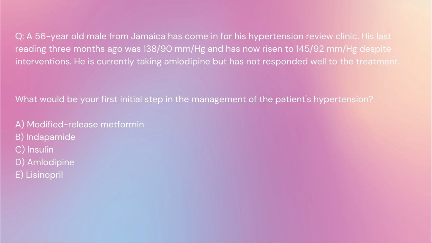Now let's go to the question stem. So it's a 56-year-old male from Jamaica. He's come in for a hypertension review clinic. His last reading was 138/90, so quite high. It's now risen even more to 145/92 despite interventions. He's currently on a calcium channel blocker, amlodipine, but he's not responding well to treatment.